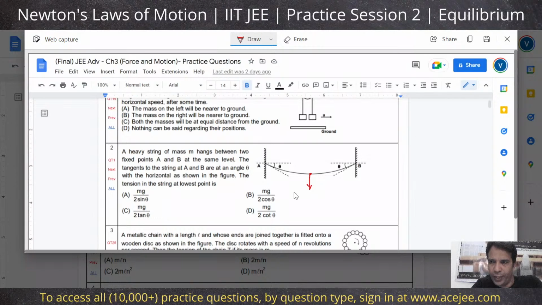Let me know if I should wait, beta, before I write here, if it's going to bother you. I'll not write it. But if you guys are solving it on your own, then I'll start scribbling here, which we can discuss later on. It'll just save us time. Sir, mg by 2 tan theta. mg by 2 tan theta.